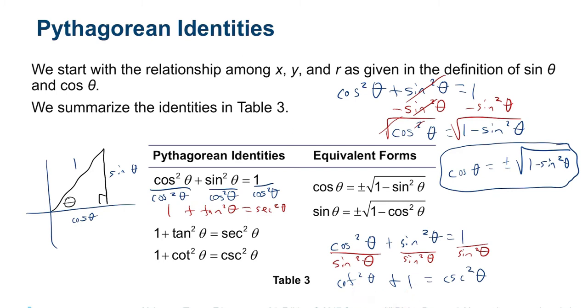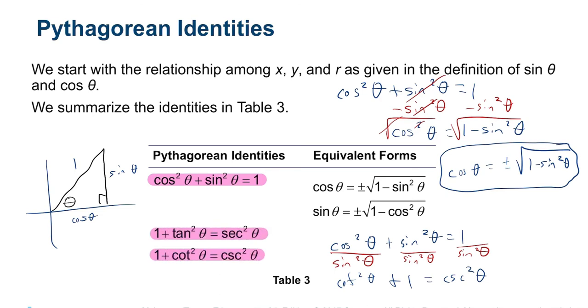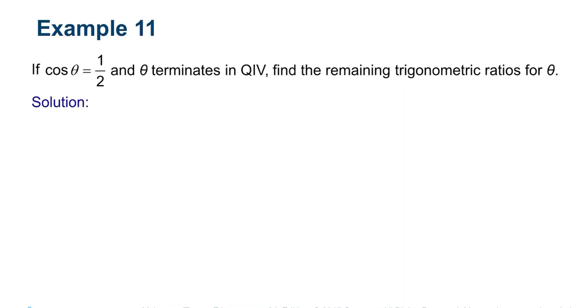All right, so these are pretty important identities here. So I'm going to highlight them. This one, and this one. All right. So let's see how we can use them to solve this example. If cosine theta is equal to 1/2 and theta terminates in quadrant 4, find the remaining trigonometric ratios for theta.